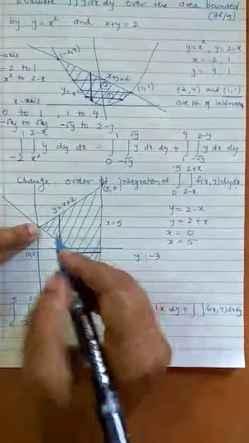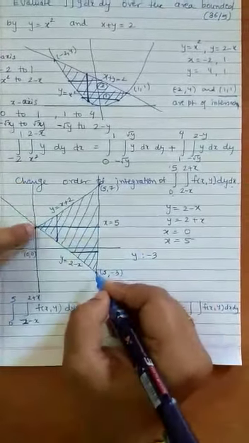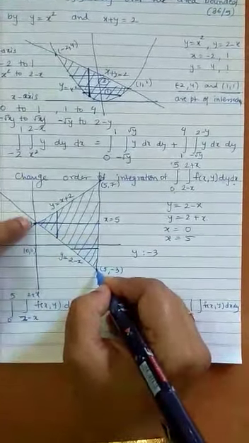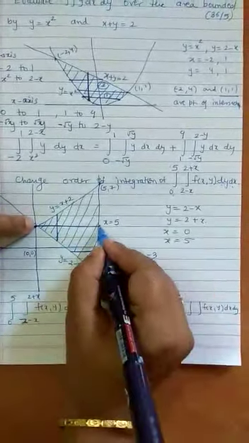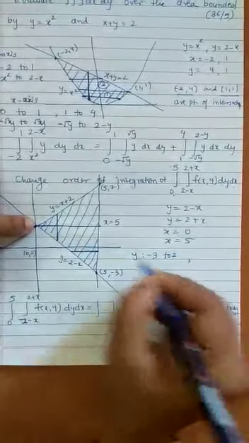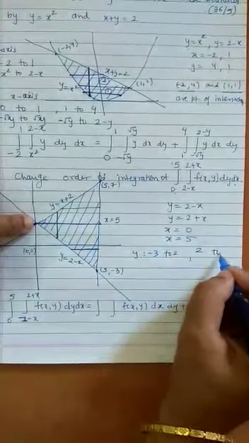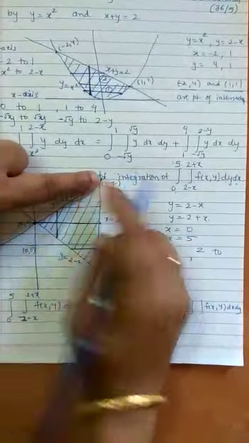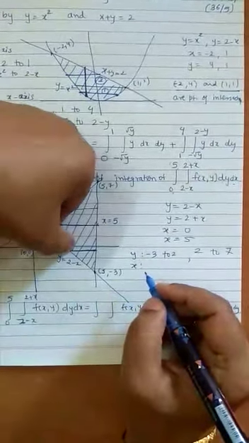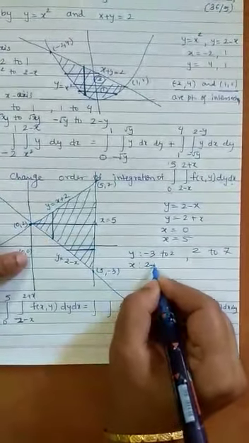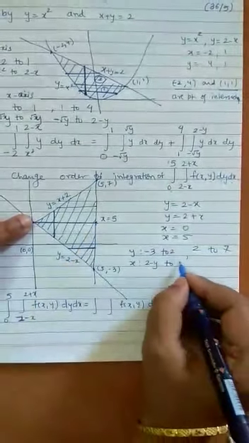This is the point of discontinuity. Hence, I divided the region into two parts. So, at this point y is varying from minus 3 to 2. Then in the second region my y will be 2 to 7. And x will be varying from, on this side, 2 minus y to here. X here is 5.